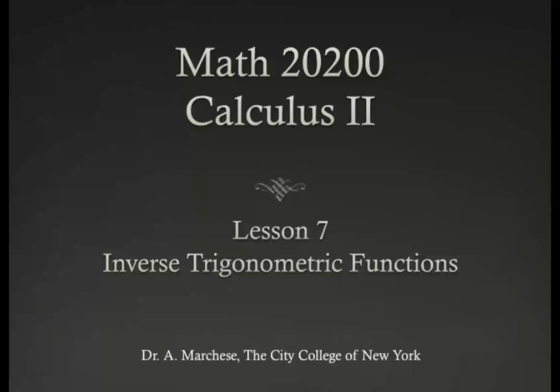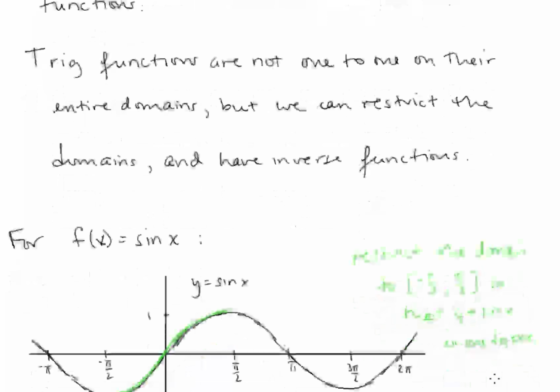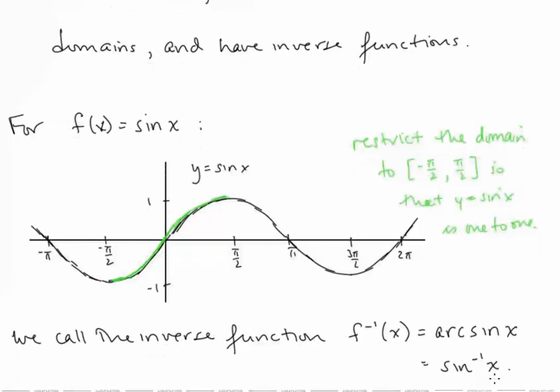This is Lesson 7 in our Calculus 2 series, Inverse Trigonometric Functions. Recall from Lesson 1 that the only functions to have inverse functions are the one-to-one functions. Now, trig functions are not one-to-one on their entire domains, but we can restrict the domains and talk about inverse functions. So let's take a look at f of x equals sine x.